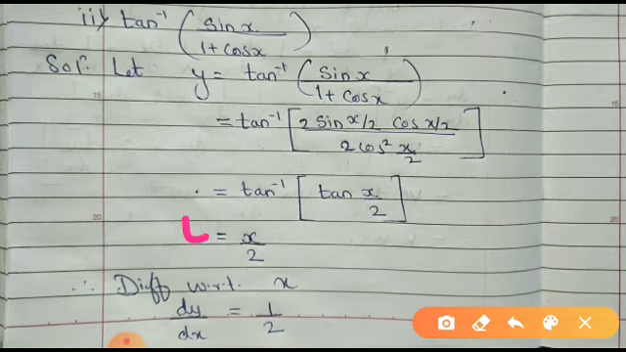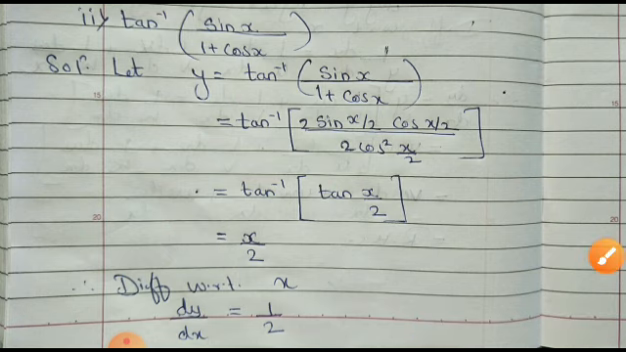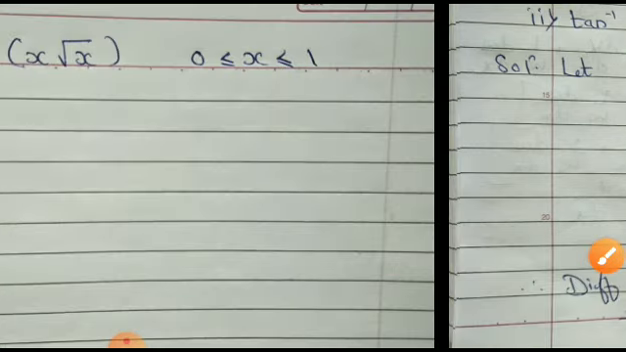So my y is simplified as x by 2. Now take your derivative. The derivative of x by 2 is what? It is 1 by 2. So that will be the answer. That is the simplified one.